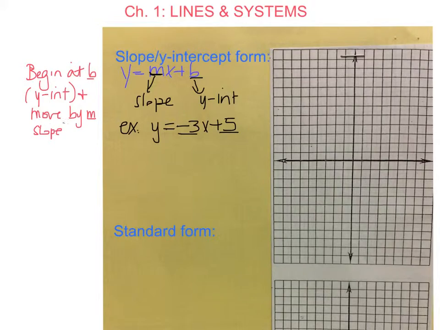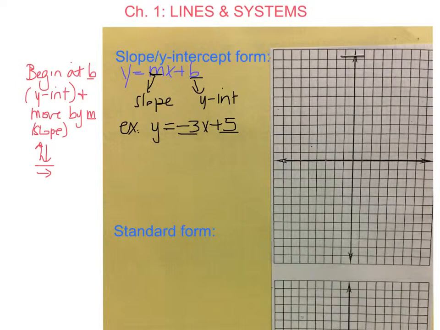Now to move by the slope, we have to follow the rules rise over run. So when we look at our slope, we are going up or down by the rise. Whatever the numerator is of our slope, that's the number of units we're moving either up or down. And then we're moving over to the right by the denominator. That's your run. So in this case, we have an equation y equals negative 3x plus 5.